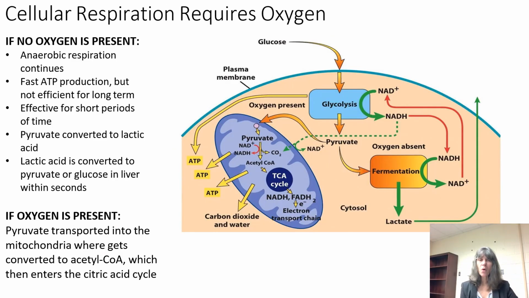Cellular respiration requires oxygen. If there's no oxygen present, anaerobic respiration will continue. It provides a fast resource for adenosine triphosphate, but it doesn't make very much. So it's not efficient for long term. It's only effective for short periods of time. Pyruvate can be converted into lactic acid. Lactic acid is converted back to pyruvate or glucose in the liver within seconds. If oxygen is present, however, pyruvate can be transported into the mitochondria where it will be converted into acetyl coenzyme A, which then enters the citric acid cycle.